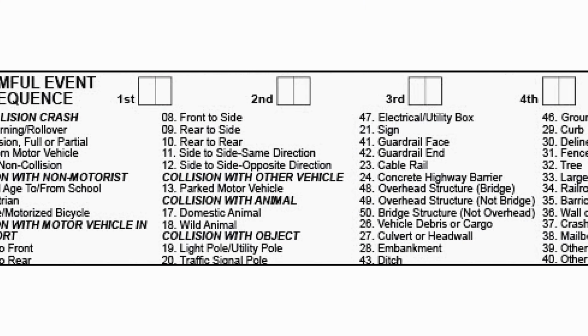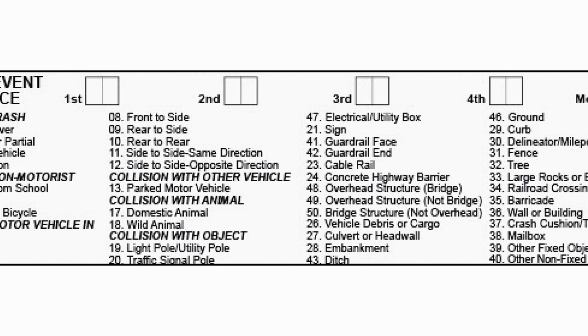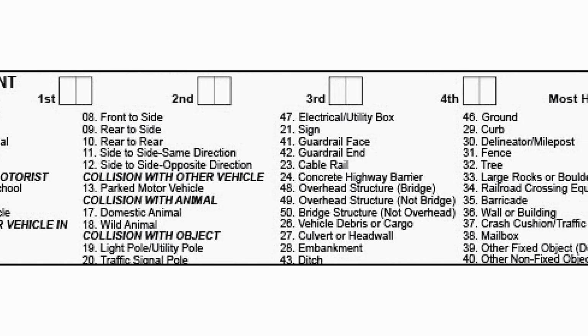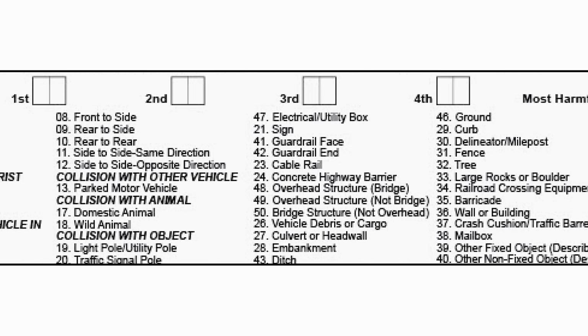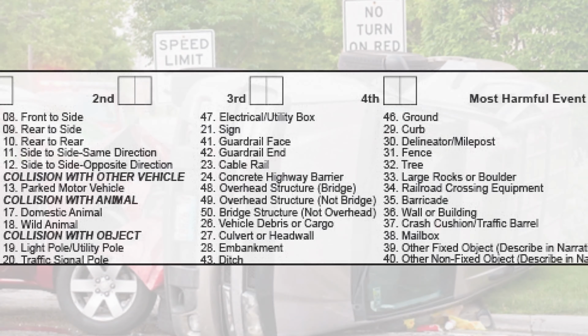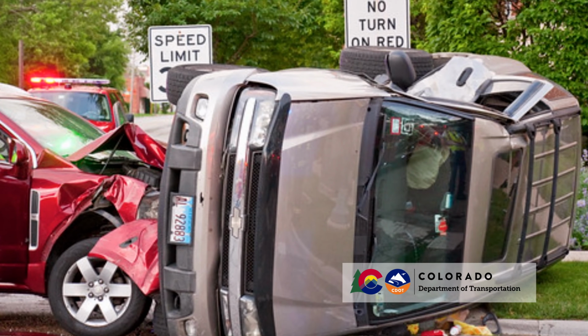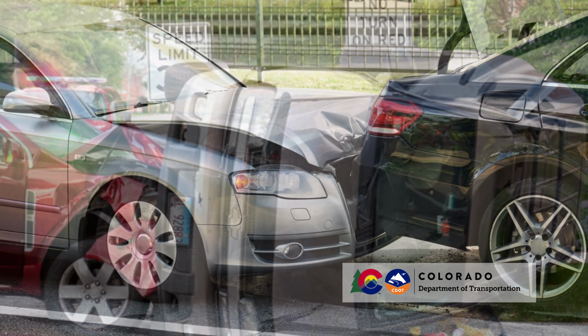Harmful events are typically recorded in the order of occurrence. However, it's important to clarify the order of the crash does not necessarily dictate the most harmful event, which can sometimes lead to confusion when filling out the crash form. So we have the opportunity to make a decision as an officer. What were those harmful events as they occurred as this crash played itself out?